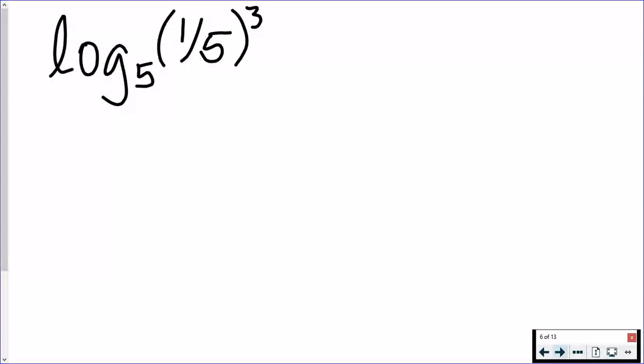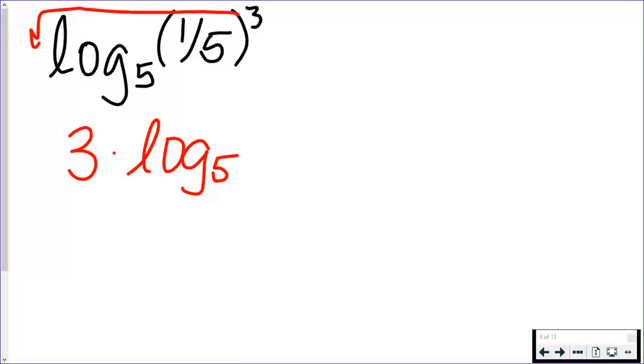Now we'll do another one. Same thing. I've got an exponent. I do not need to do 1/5 to the 3rd power if I don't want to. So what I'm going to do instead is move the 3 to the front because I can do that according to the power property. So now I need to evaluate log base 5 of 1/5, and then at the end I'll multiply by 3.